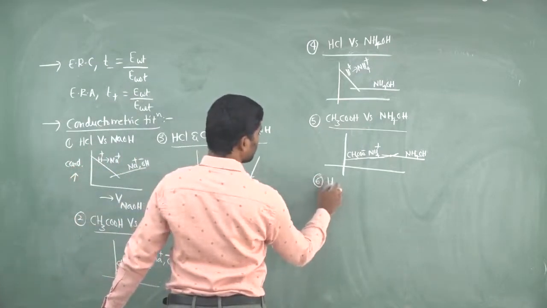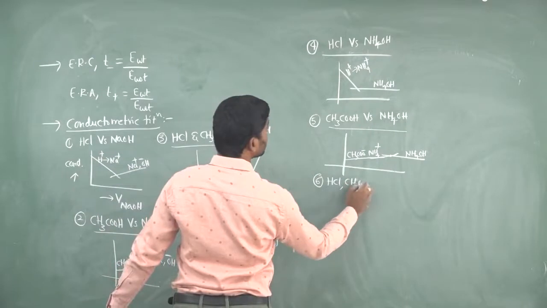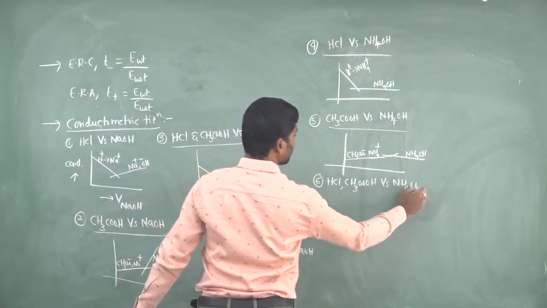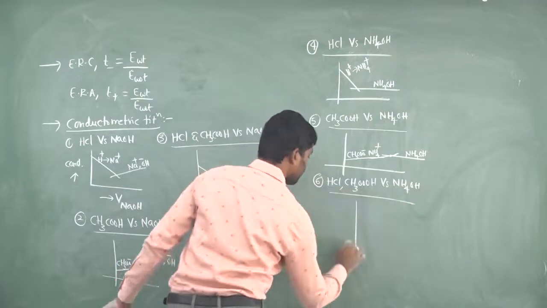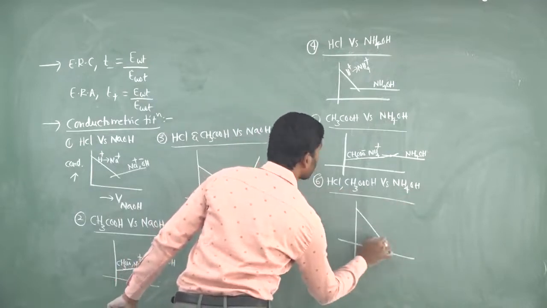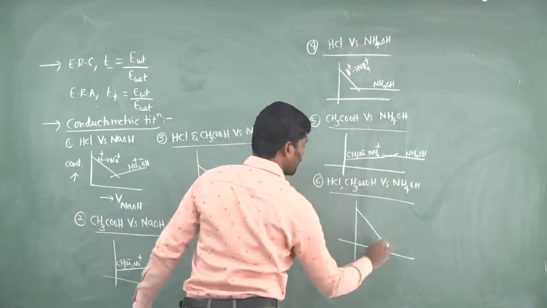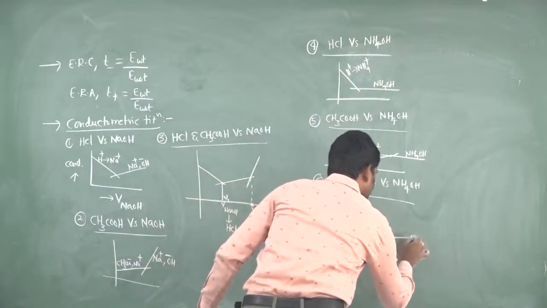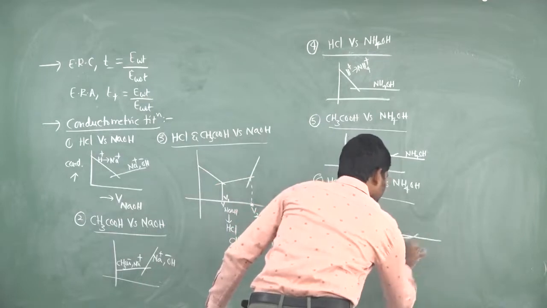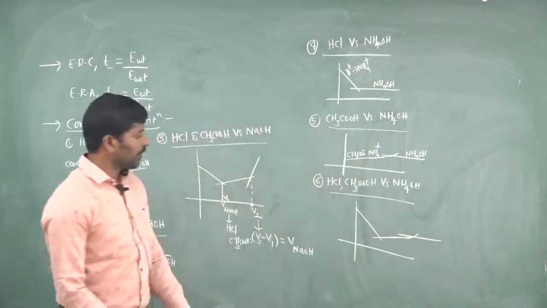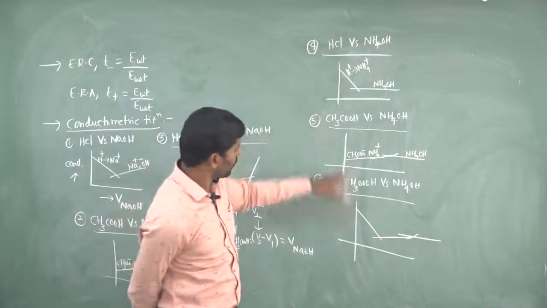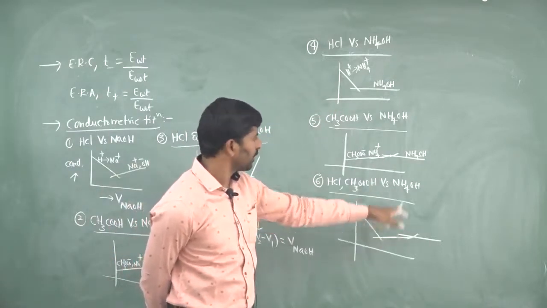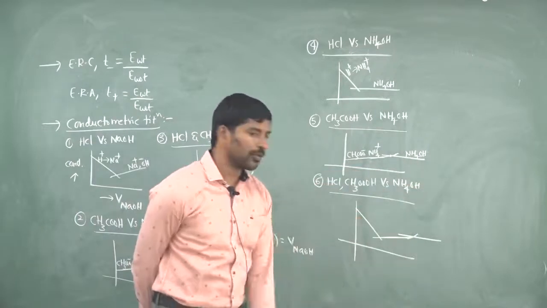Next, if you take a mixture of acids, it is a combination of these two. That is, HCl gives a sharp decrease, after that acetic acid gives a slow increase, after that ammonium hydroxide gives no change. H plus ions are replaced by ammonium ions, so sharp decrease; number of ions increases, slow increase; and ammonium hydroxide, so no change.